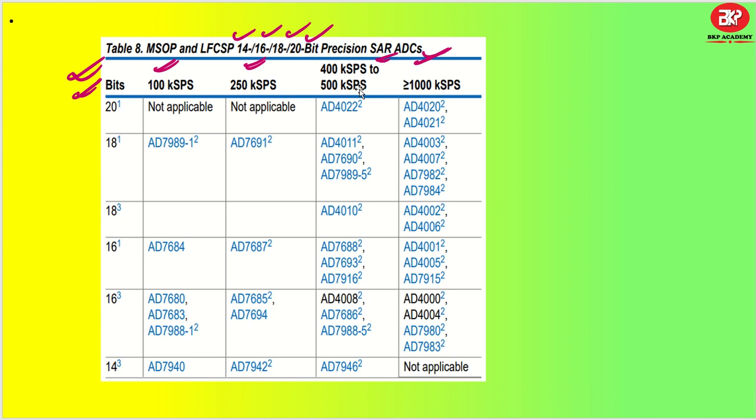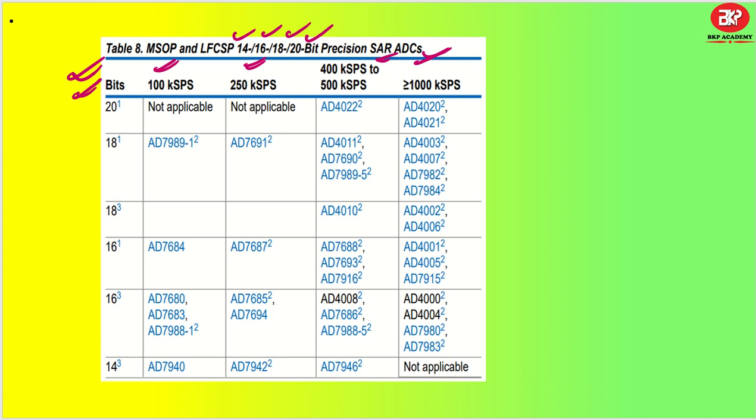400 kSPS to 500 kSPS, which is AD4022. Similarly, whichever application you need, let us say I need a 16-bit ADC, then you can go directly ahead with AD7684 or AD7687 for 250 kSPS, or if you want to increase the speed, you can go ahead with AD7688, or AD4011, or 4001. Similarly, other 16-bit ones are there, and then we have 14-bit. Any of these ICs you can utilize for your particular applications.